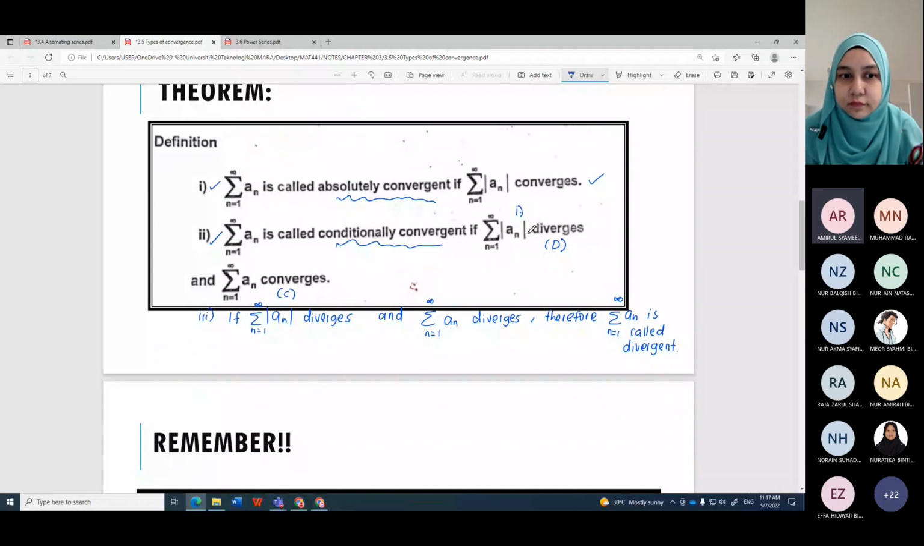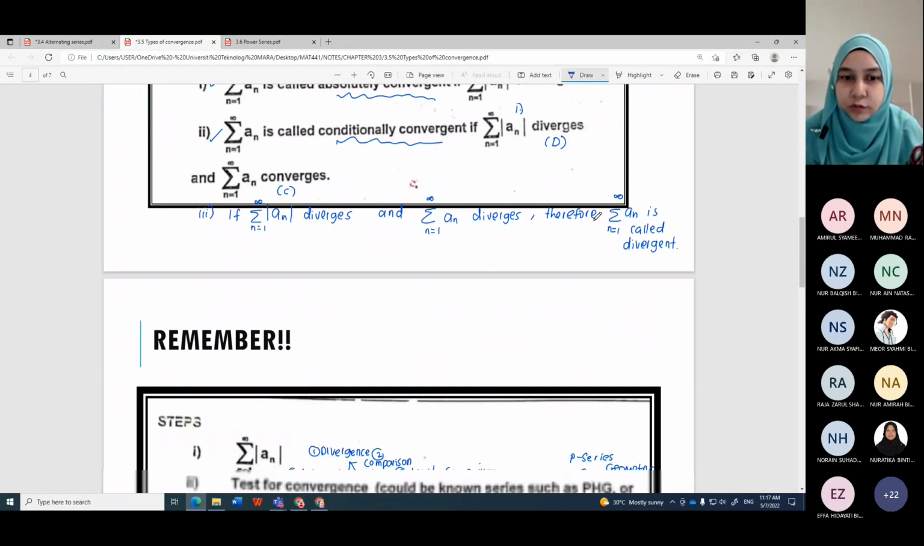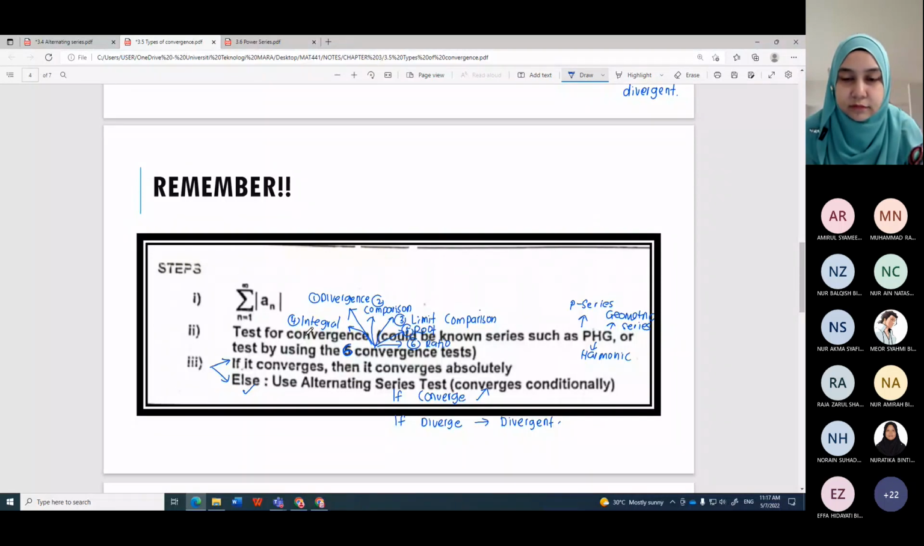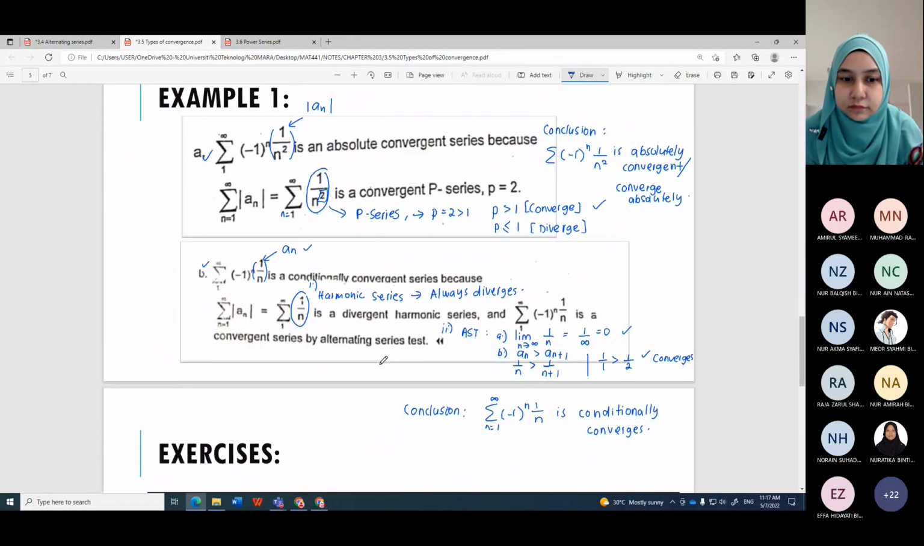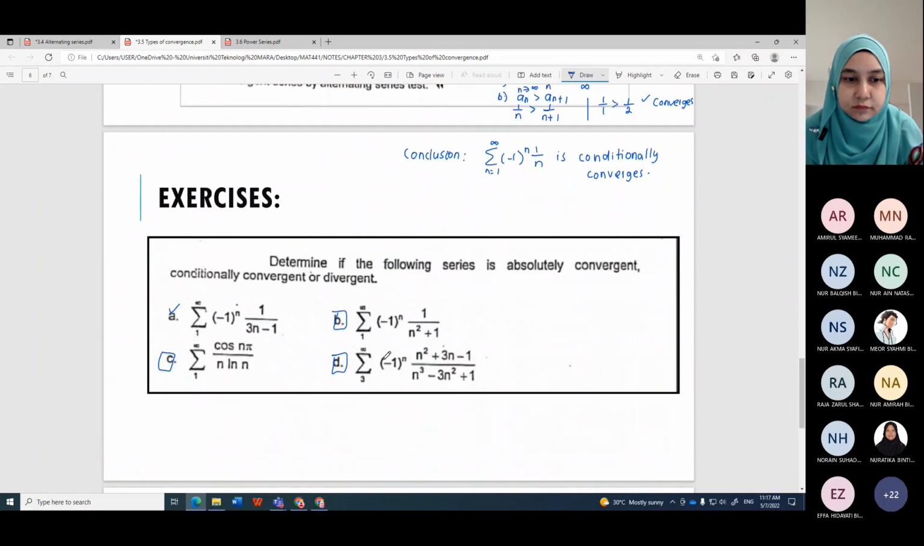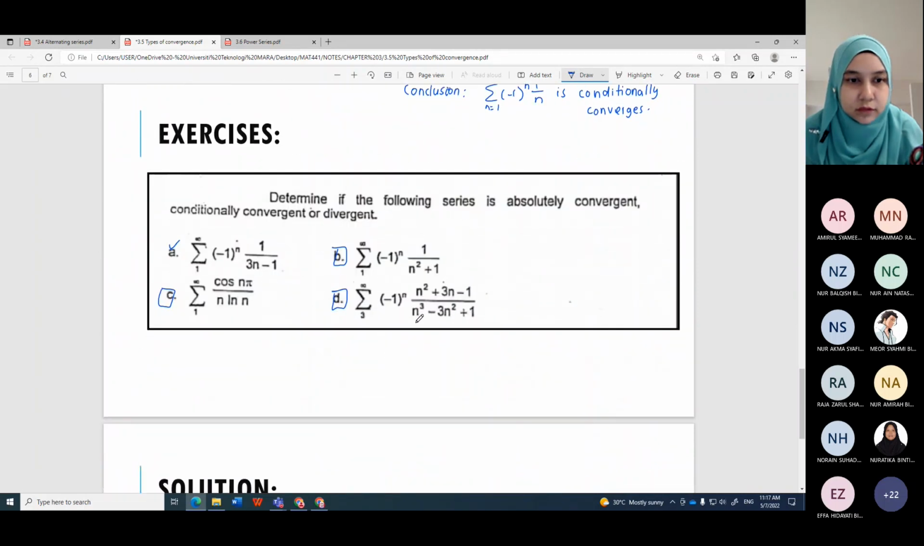Faham madam. Terima kasih. Yang pertama guna convergent test yang sebelum ni yang kita dah belajar. Yang kedua baru guna AST, kalau ikut step ni. Okey, ni tadi C ni nanti awak perlu ni akan jadi ni lah. Cos n pi ni akan jadi negative 1 of n.